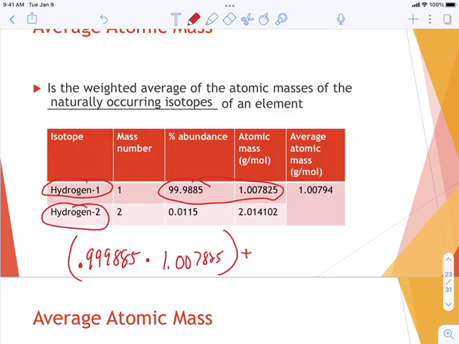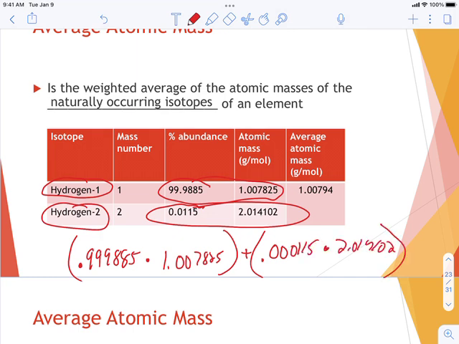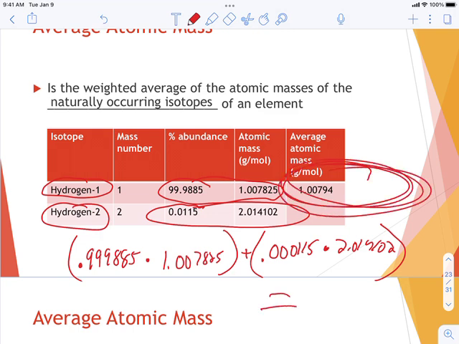And we're going to add that to the product of this and this. Make sure you get it out of percent form. And that will equal our average atomic mass. That's how you find that number on the periodic table.